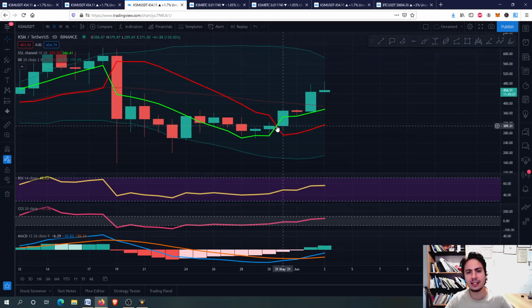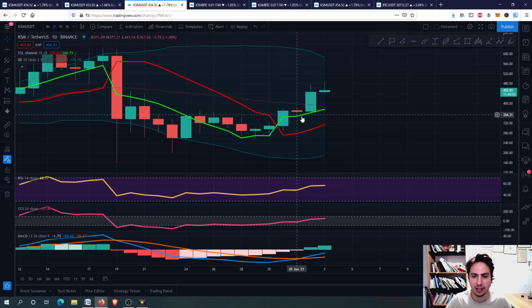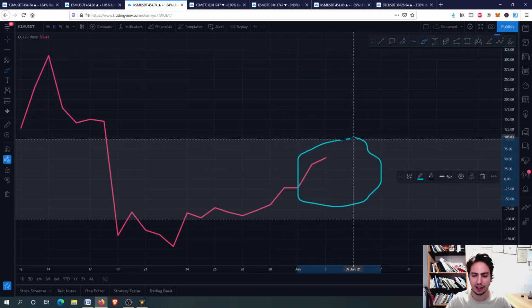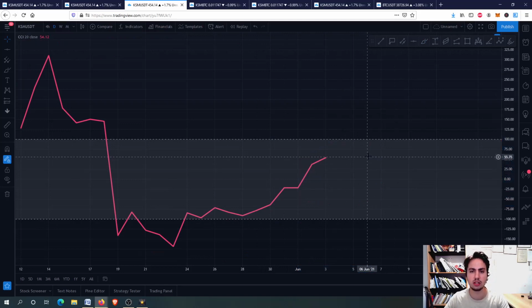The SSL channel indicator tells us when to buy and when not to buy. So here, we have the green line above the red line. So we have a buying opportunity for the midterm. Next is that the commodity channel index is inside this gray area. That means we have room to grow, and also we don't have any overbought or any oversold situation at all.